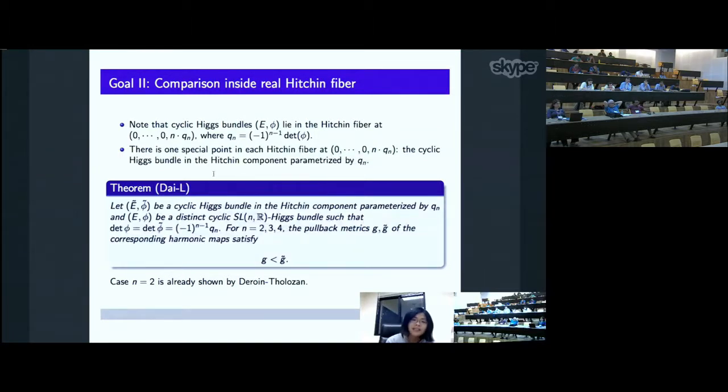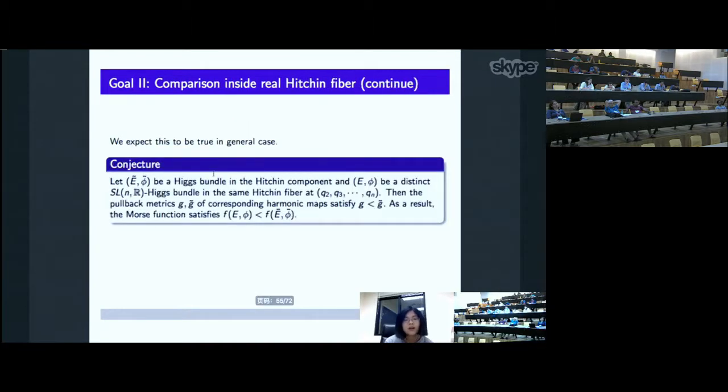So in the case n equal to 2, this is shown by Leroy and Tosic. And we expect this to be true in the general case. So it's really saying if we consider (E tilde, phi tilde) as a Higgs bundle in the Hitchin component, and (E, phi) as a different SL(n,R) Higgs bundle in the, so this is not SL(n,R), we want to expect for everything. So it's a distinct SL(n,C) Higgs bundle in the same Hitchin fiber.